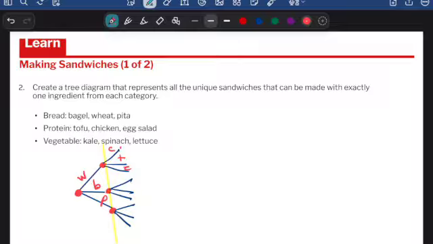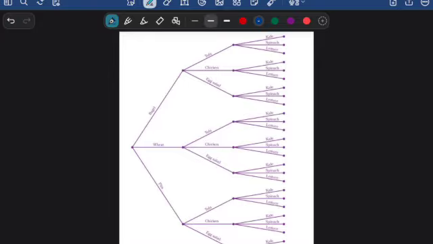Okay, and so then we would label each branch. Okay, and then the next stage, I'm just going to show you briefly, would have dots for the next stage, and then each stage 3 had 3 choices or 3 possible outcomes. So here's what the completed tree diagram would look like. Again, you can see here is stage 1 represented by the first dot. Okay, this is stage 1 where we are choosing our bread. And we could choose bagel, wheat, or pita.